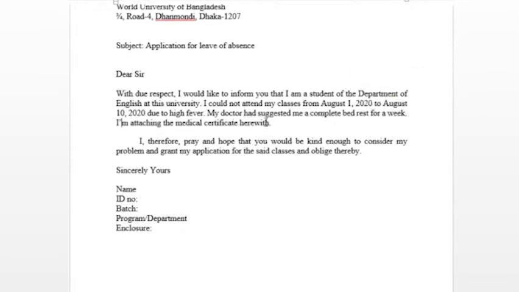Attaching the medical certificate herewith. So what you write here is "I am," right? You remember? We are not using any contracted forms. So I'm writing "I am attaching the medical certificate herewith." Okay, so remember to attach the medical certificate.